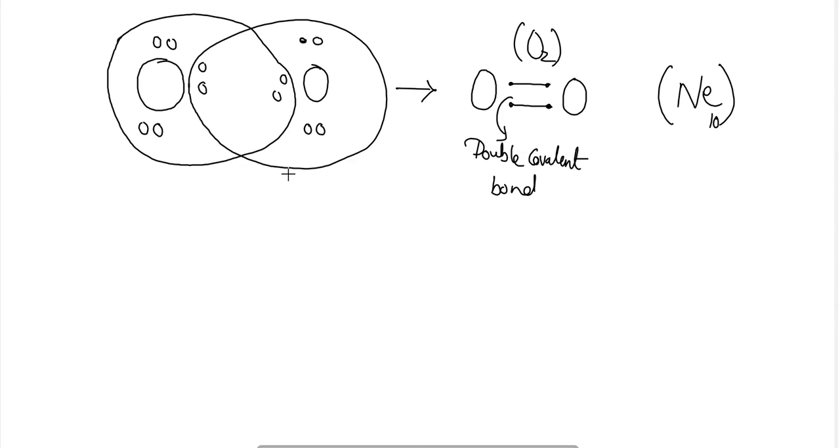Okay, so next is the nitrogen's case. In the nitrogen case, we are having how many outermost electrons? We are having 5 outermost electrons: 1, 2, 3, 4 and 5. Similarly here also 1, 2, 3, 4 and 5. So here each nitrogen atom is short of 3 electrons in order to complete their octet.